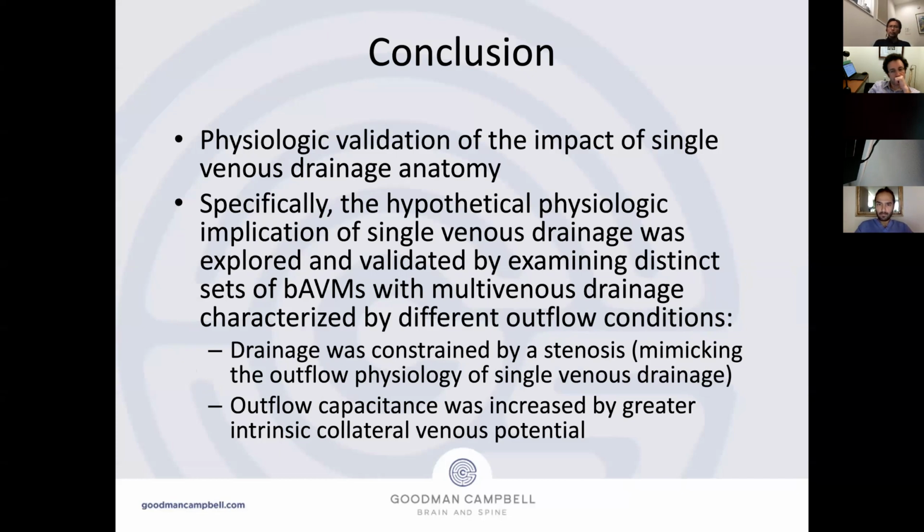Drainage was constrained by stenosis, mimicking the outflow physiology of single venous drainage, and the risk actually became very close to single draining vein physiology. And outflow capacitance was increased by greater intrinsic venous collateral potential, which is extremely protective. And those two factors in combination worked as we might expect. Without a stenosis and with IVCP, very, very few patients presented with hemorrhage, whereas if you had a stenosis and no IVCP, 3/4 of the patients presented with hemorrhage, even with multivenous drainage.